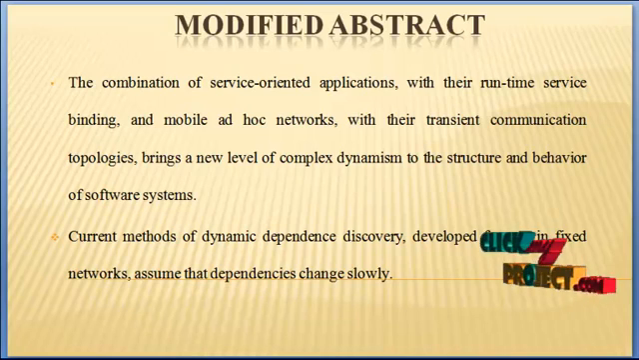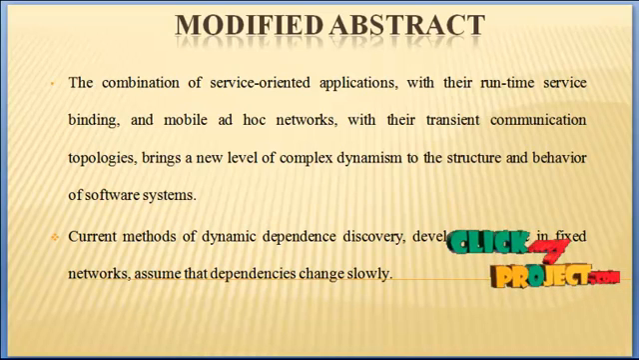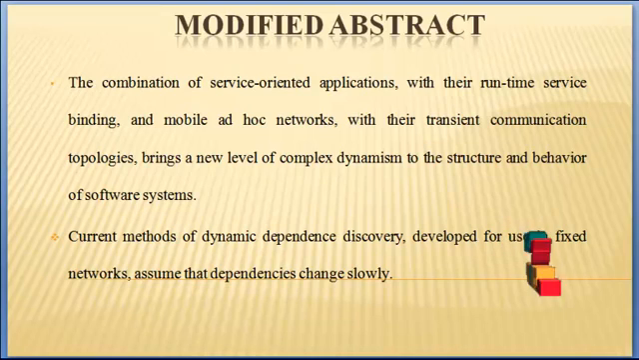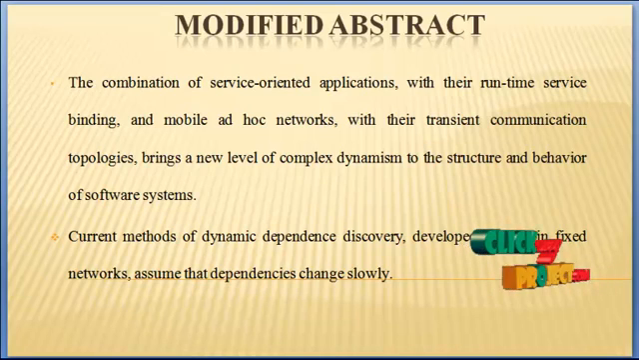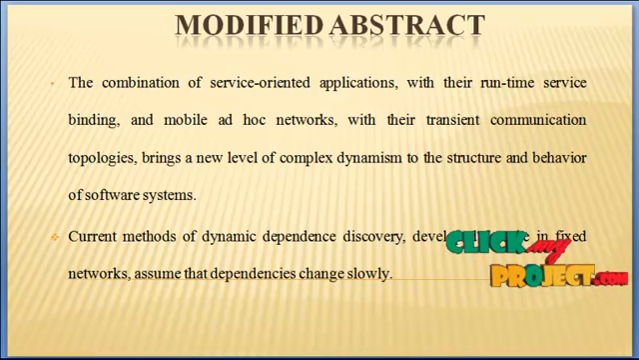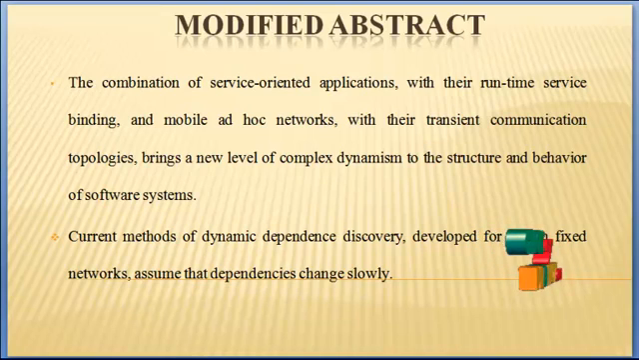See the abstract. The combination of service-oriented applications with runtime service binding and mobile ad hoc networks with transient communication topologies brings a new level of complex dynamism to the structure and behavior of software systems. Current methods of dynamic dependency discovery developed for use in fixed networks assume that dependencies change slowly. We describe a new method designed specially for this environment that allows the engineer to trade accuracy against cost, yielding dynamic snapshots of dependency relationships. We evaluate our methods in terms of the accuracy of the discovery.